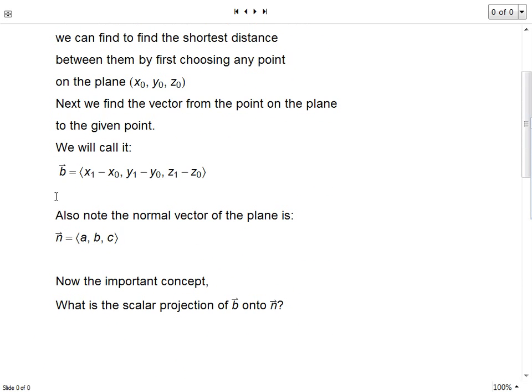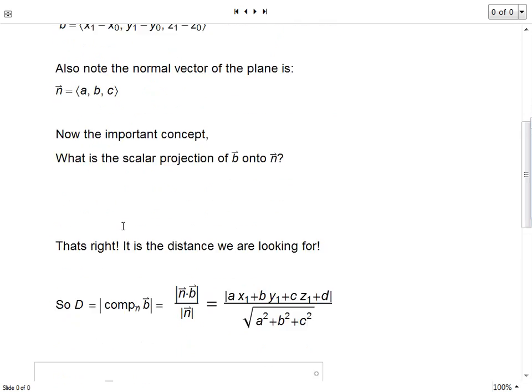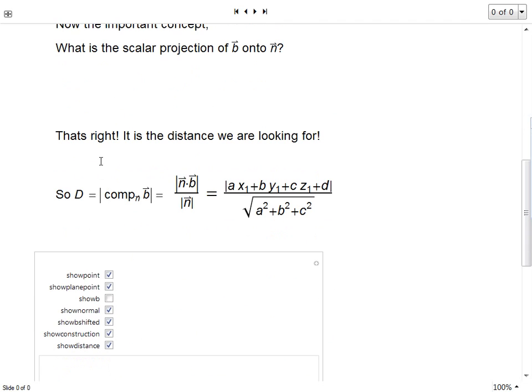The blue vector, I call it B, is the vector connecting the x naught, y naught, z naught to the x1, y1, z1 vector. So the point we picked on the plane to the one up there that we're trying to find, we create that vector, call it B, and then n is our normal vector that we saw before. And so the distance was the component of B onto n. Now I said projection. Do you remember the connection between projection and component? Projection gave you a what? A vector. Component gave you the length of that vector.